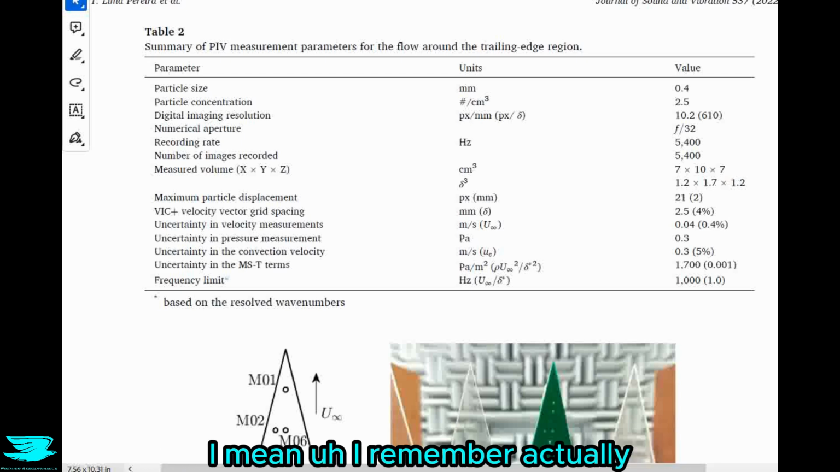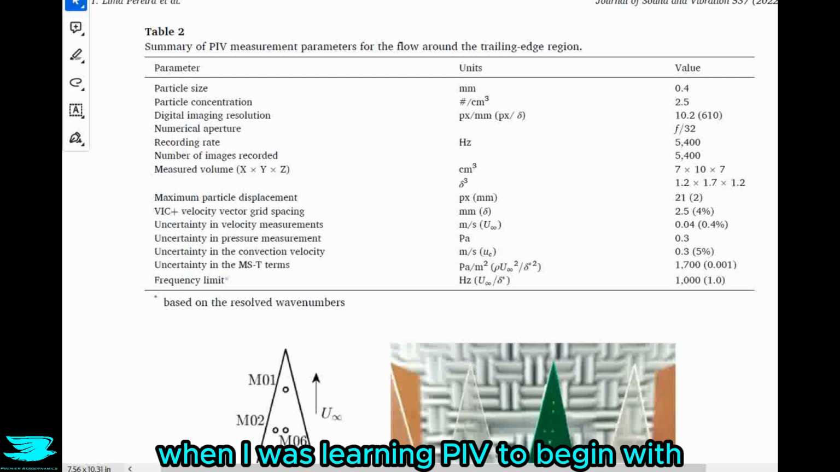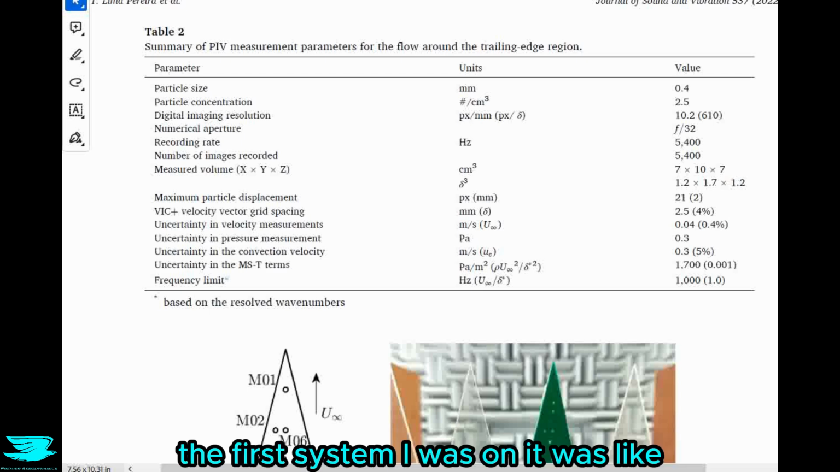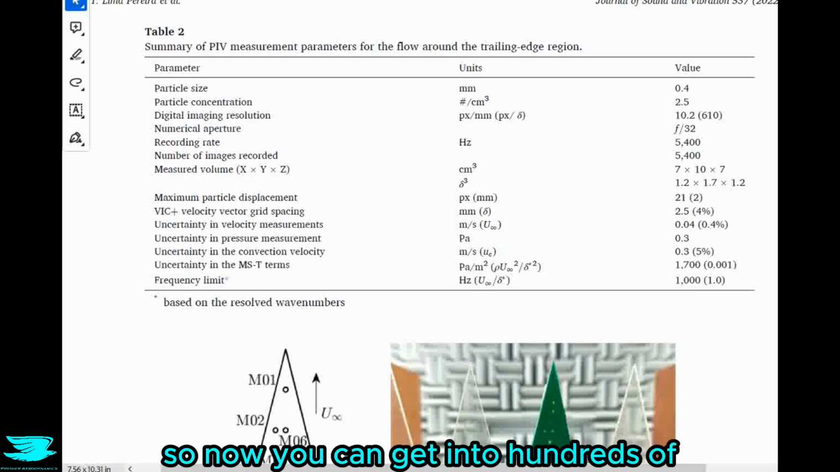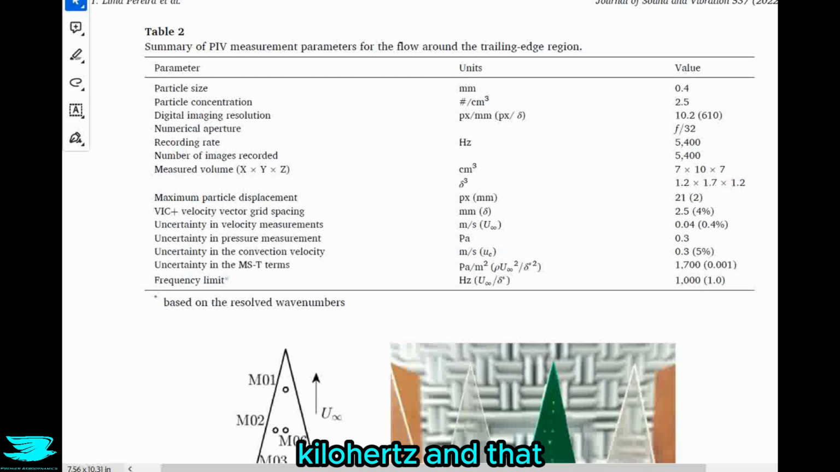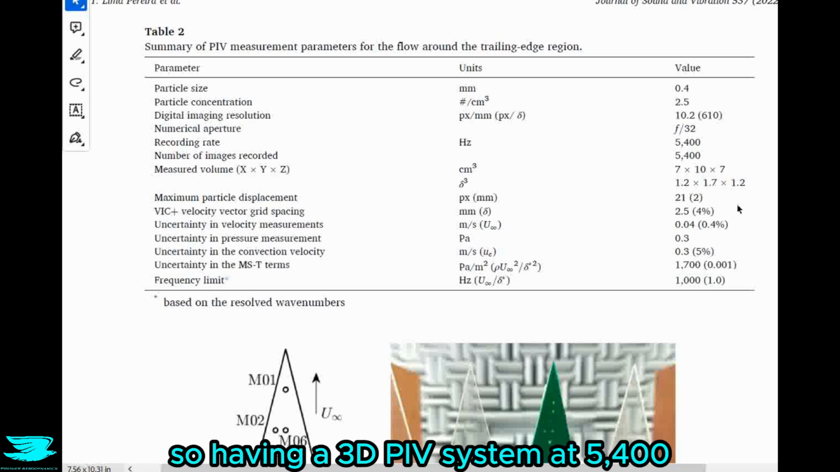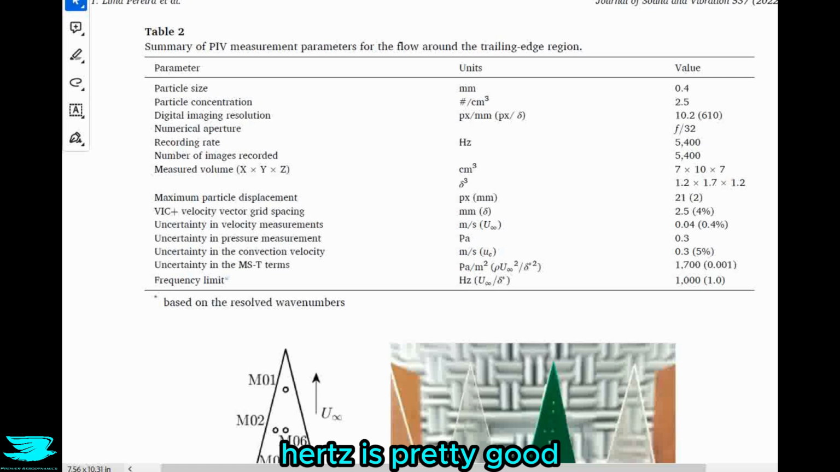I remember when I was learning PIV to begin with, the first system I was on was like 10 or 20 Hertz. It was really slow. So now you can get into hundreds of kilohertz, but those systems are very complex. So having a 3D PIV system at 5,400 Hertz is pretty good.